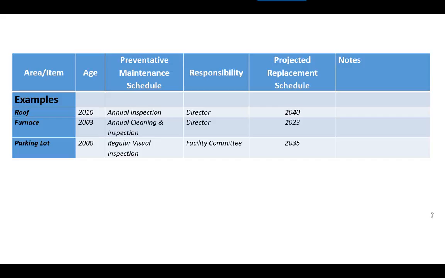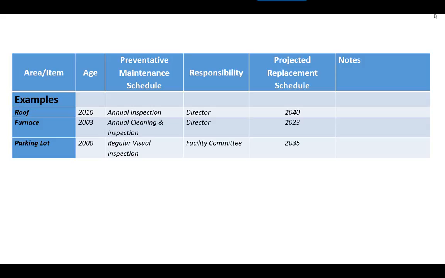The area or item would be one of those major systems like your roof or your HVAC or your parking lot, how old that thing is. So again, we gave the example of the roof, say it was done in 2010. What are you doing to stay on top of the health and well-being of the roof? Maybe it's an annual visual inspection that the director is in charge of, or the director is hiring a professional to come in and do. And then what's your projected replacement schedule for that?